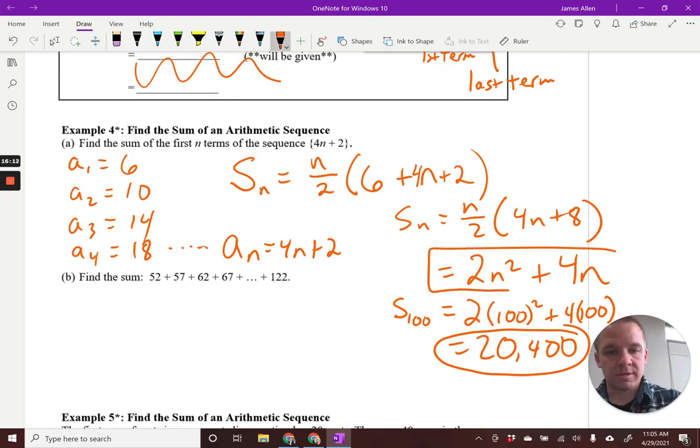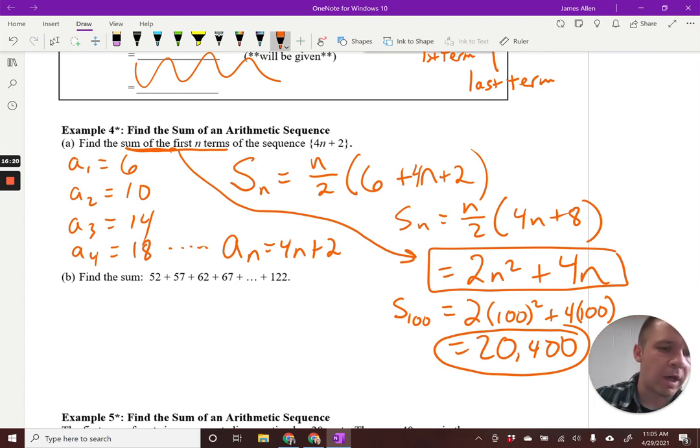This would be the first n terms. The sum of the first n terms is this right here. And then I just did a side example of 100 terms. So we had just a finite number, right? Okay. That was cool. Let's do part B here.